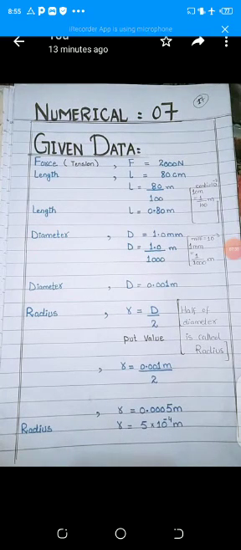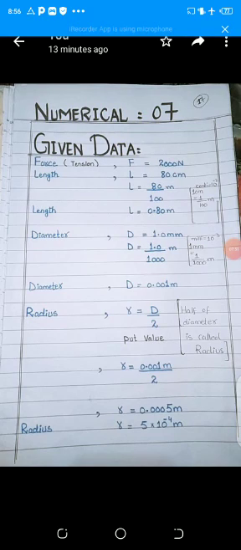Now we are going to start numerical number 7. An 80 centimeter long, 1.0 millimeter diameter steel guitar string must be tightened to a tension of 2000 Newton by turning the tuning screws. How much is the string stretched? Now the given data is force tension F equals 2000 Newton and length L equals 80 centimeter. The value is given in centimeter. Converted into meter, 80 by 1000 comes to 0.80 meter.